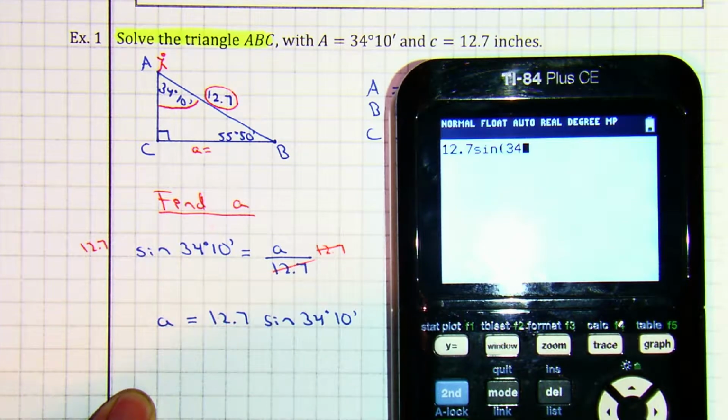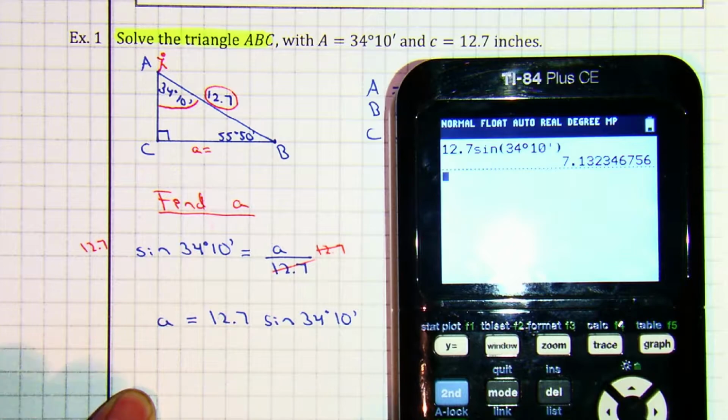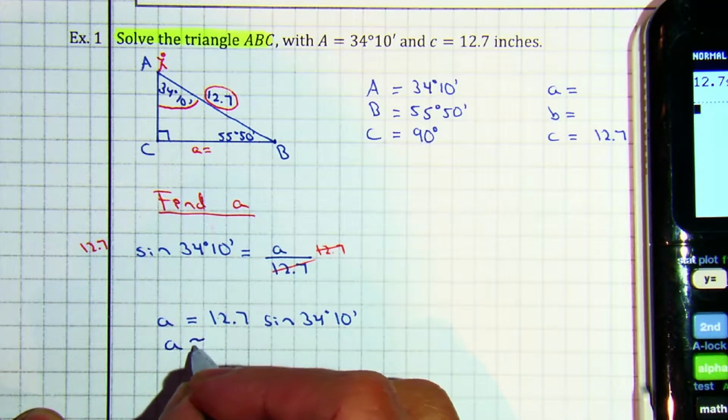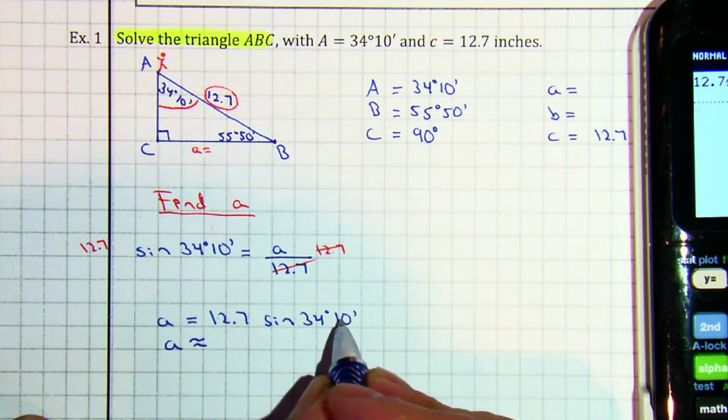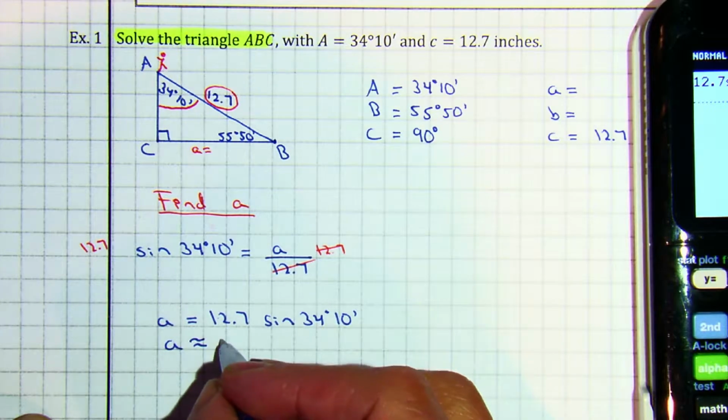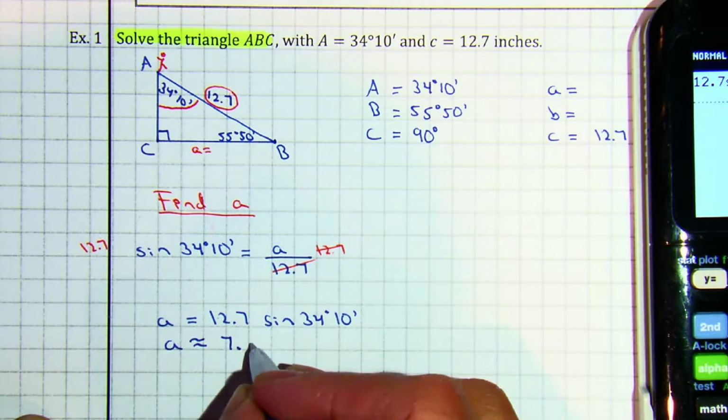That'll be 34. I'm going to go under angle, select the first one, and 10. We'll go under angle and select the second one. And therefore that is A is approximately. Notice that this is an exact answer. And now we're going to round up to 2 decimal places. So it'll be 7.13.